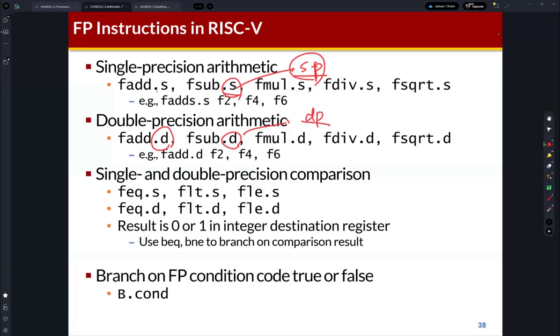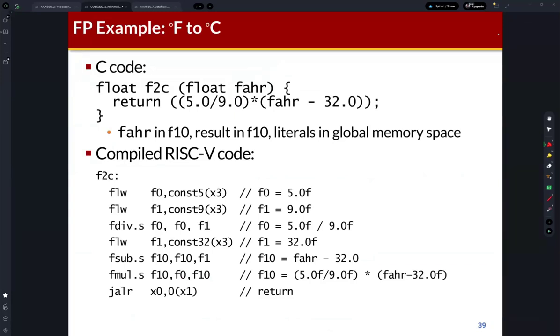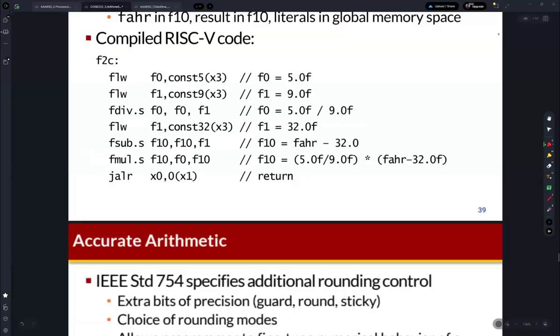Also, we can perform comparison instructions. And we can also implement branch instructions based on the floating point condition. So this is an example of floating point instructions in RISC-V, right? But don't worry about that. In this course, we will cover only integer instructions, right? This is just an example of assembly code for floating point numbers.